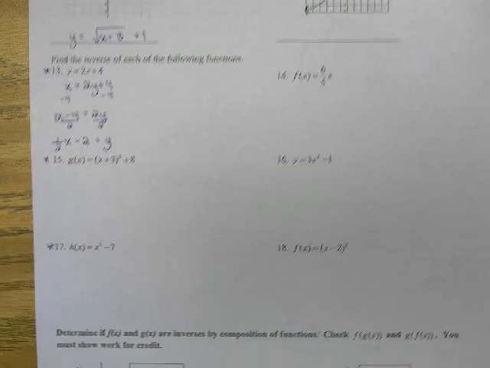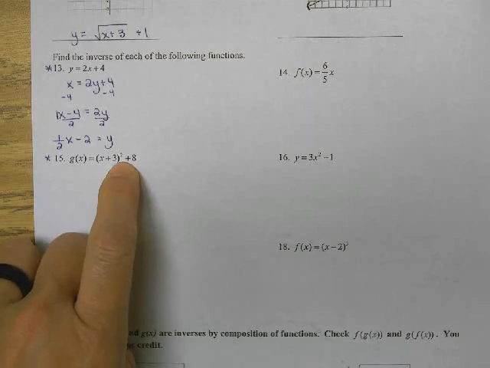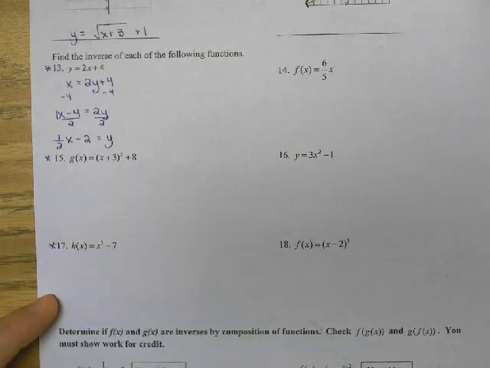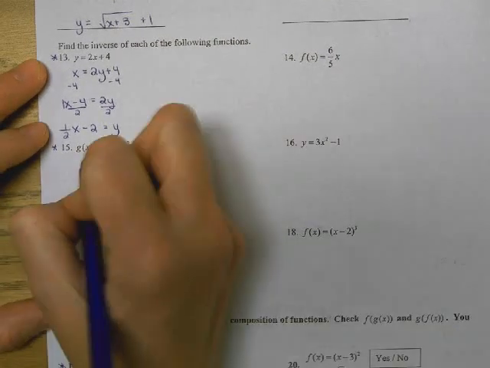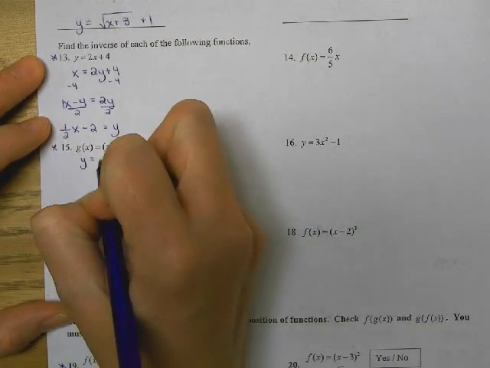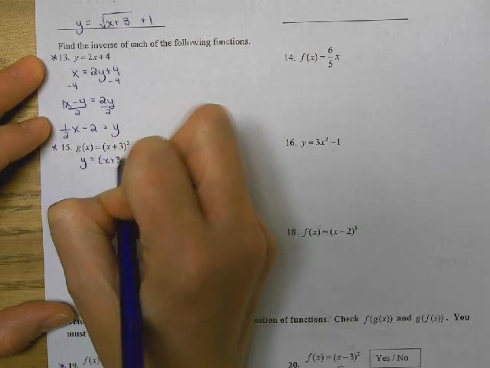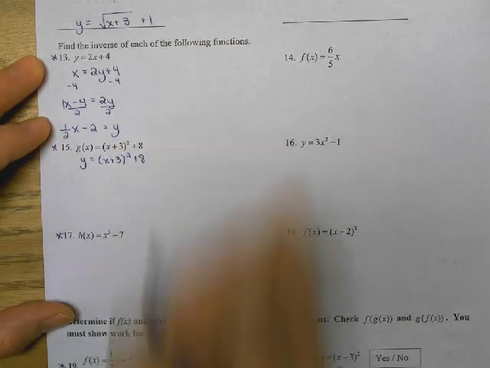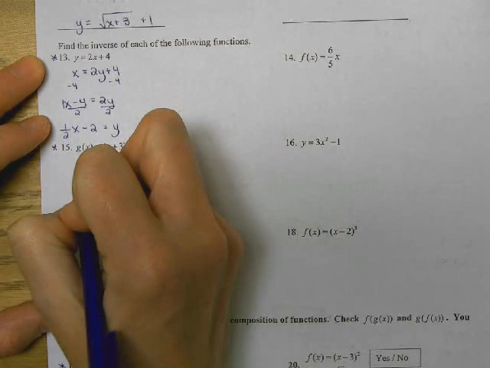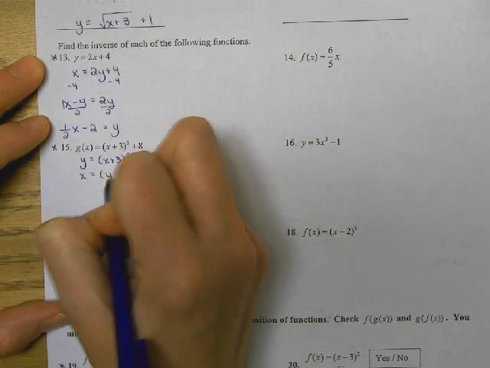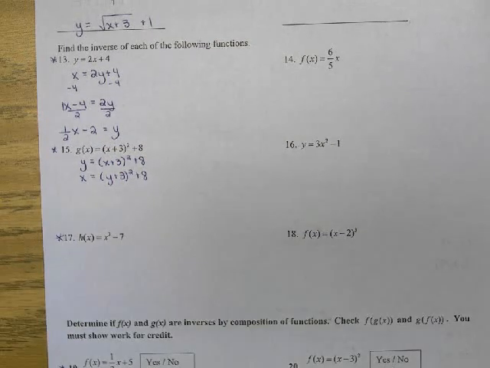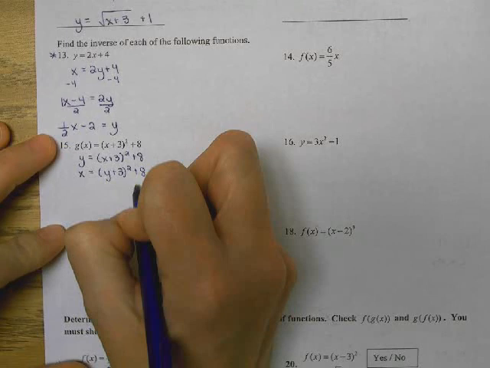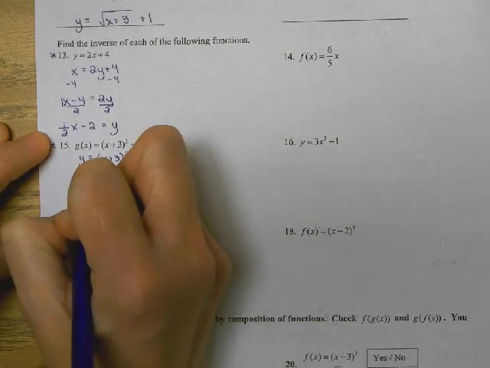Now here, I have an original function of a quadratic, which from all of our practice, we know that the inverse should end up being a square root. First thing I'm going to do is go ahead and make g of x a y. And now switch x and y. So x equals y plus 3 squared plus 8. So I have to get y by itself. First thing I'm going to do is go ahead and move this 8 over.